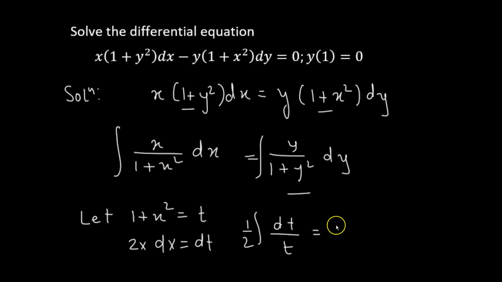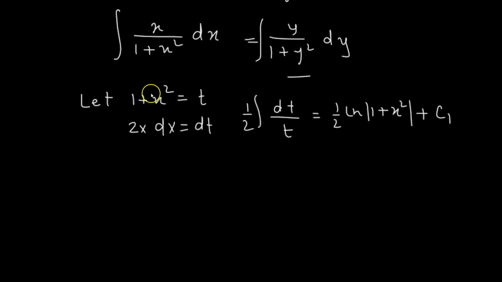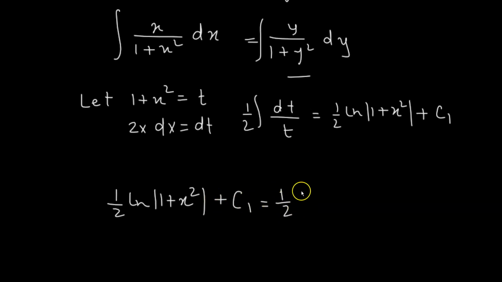So we get half natural log of t. Here t is 1 plus x squared plus the constant of integration, let's call it c1. So the integral on the left hand side gives us half natural log of 1 plus x squared plus the constant of integration c1, and the integral on the right hand side gives us half natural log of 1 plus y squared plus the constant of integration c2.